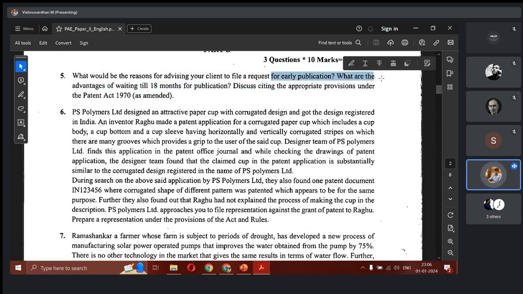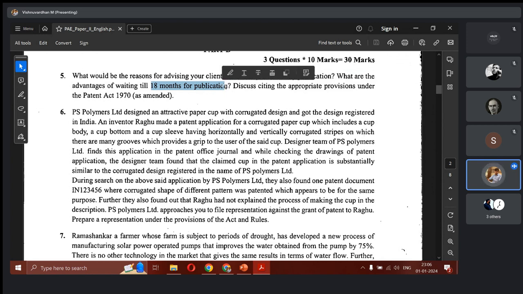Okay, so what are the advantages of waiting till 18 months for publication? Let's say you don't want to get early publication and you have to wait for 18 months. What is the advantage? To file for early publication, you have to pay a fee. You'll have to pay some money. But if you don't pay any money, even then it's automatically published at the end of 18 months. So you're not paying any fee. The advantage is if you wait for 18 months, you're not paying anything extra. It happens by default of you filing the application itself. So that's the advantage.